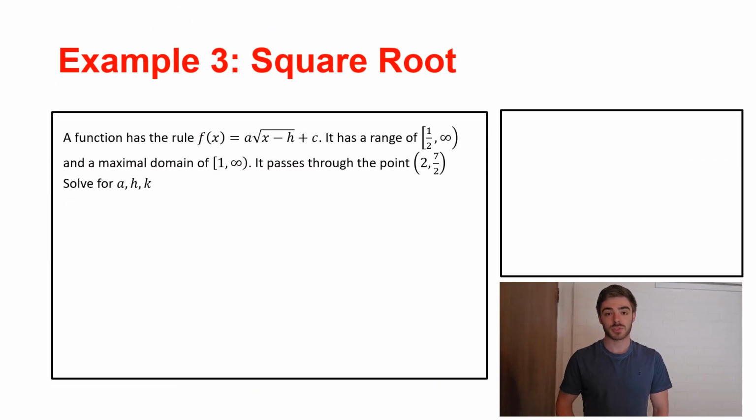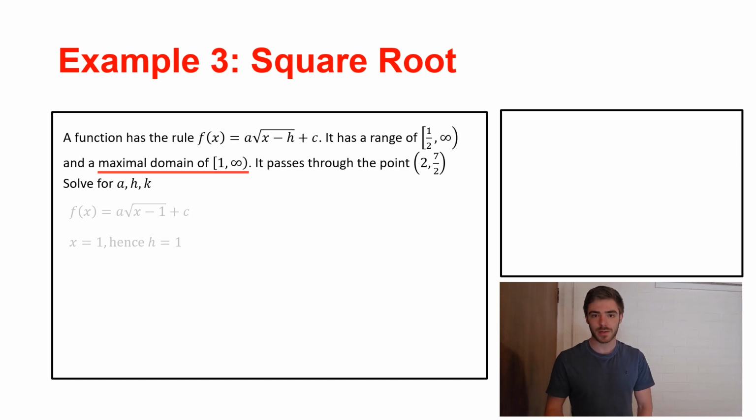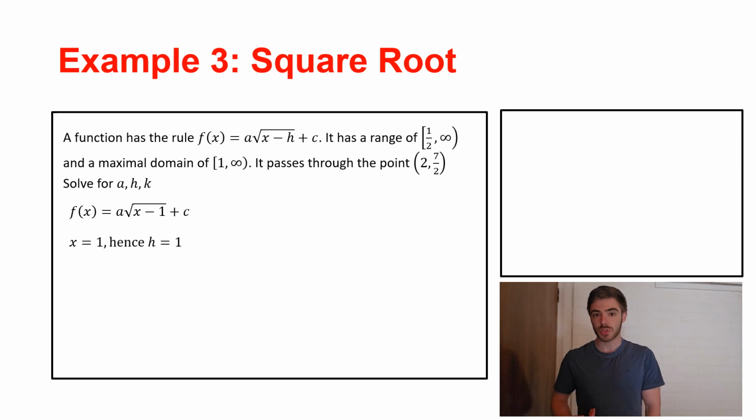The information for a square root is likely to be its domain and range. We use this information to determine its overall shape. The maximal domain of 1 to infinity means that our graph is starting at x equals 1 and shooting off to the right. This means there's no reflection in the y. It also tells us that our starting x coordinate is x equals 1. And since the h term is purely responsible for this, it means that h equals 1.